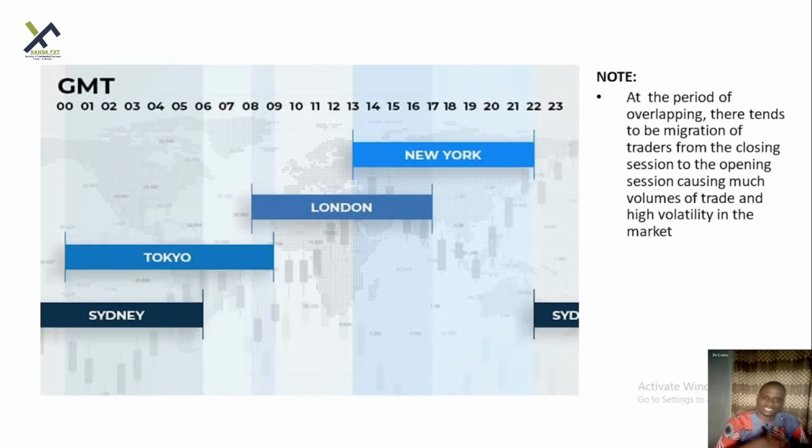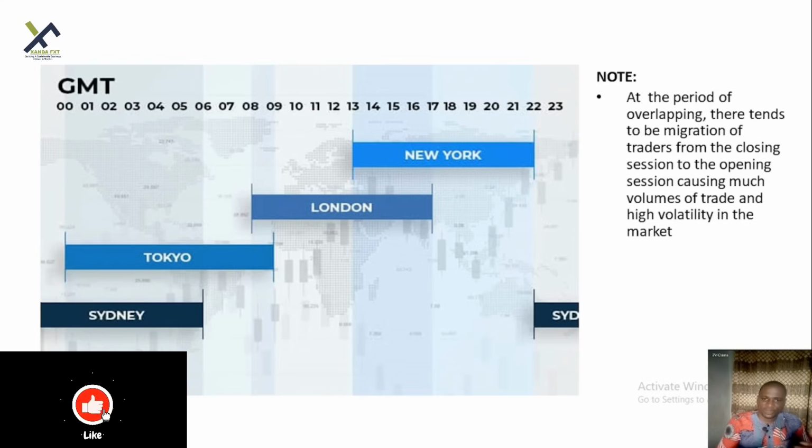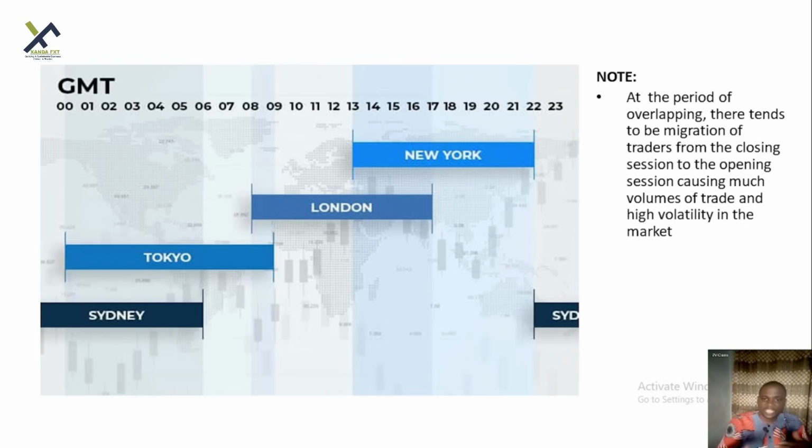You discover that this is how they run on a daily basis. That is how Forex is a 24-hour market. As one session is closing, another session is opening. It runs like that throughout the day for the 24 hours.